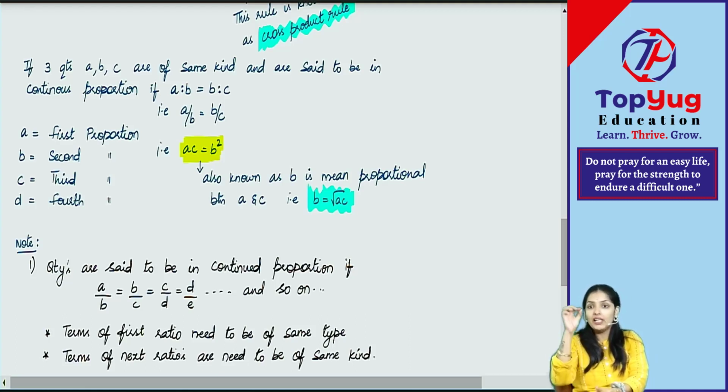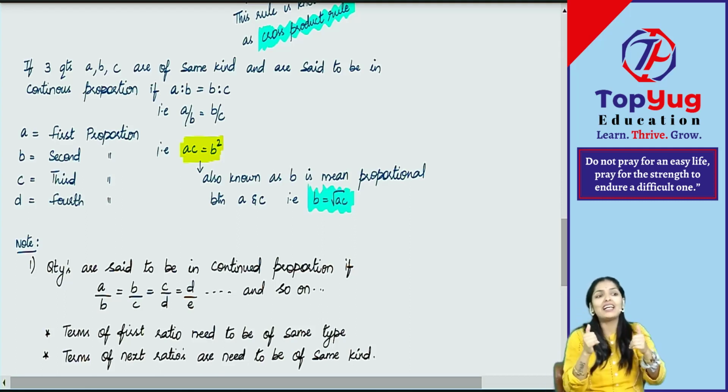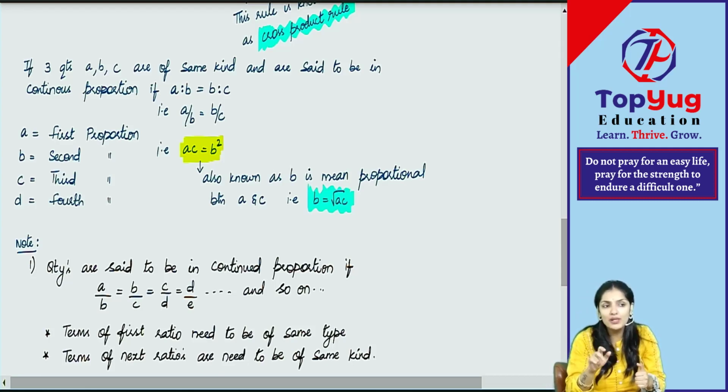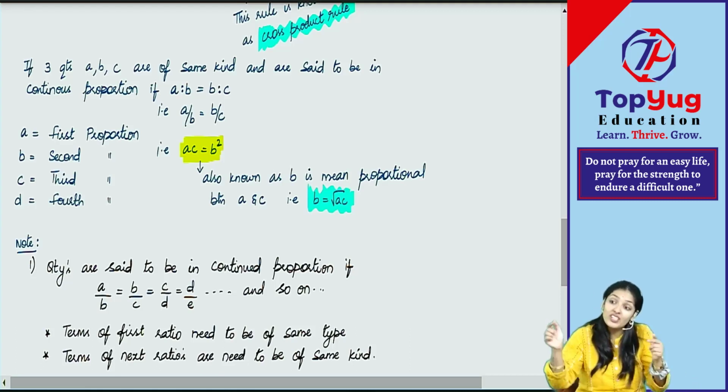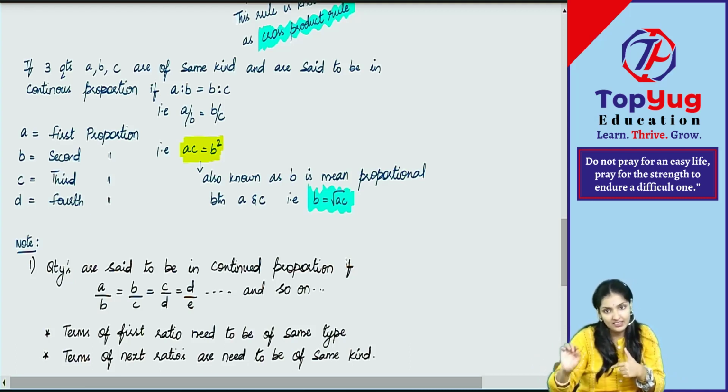Now the next one is componendo. If A is to B is equal to C is to D, then (A plus B) by B is equal to (C plus D) by D. Next, dividendo. If A is to B is equal to C is to D, then (A minus B) by B is equal to (C minus D) by D. Can't I tell it like this, (C minus D) by D is equal to (A minus B) by B? I can, because it is equality. So even this is right.